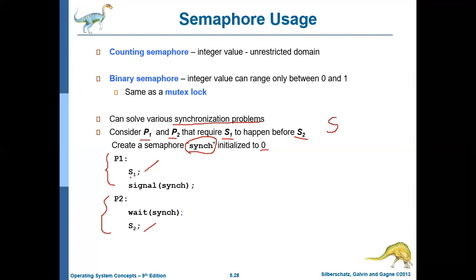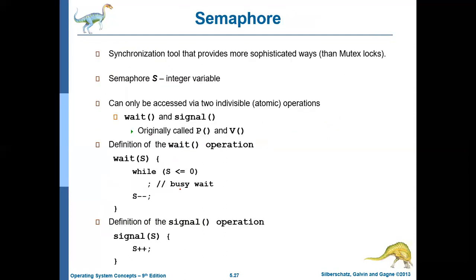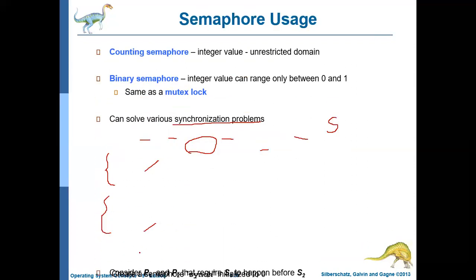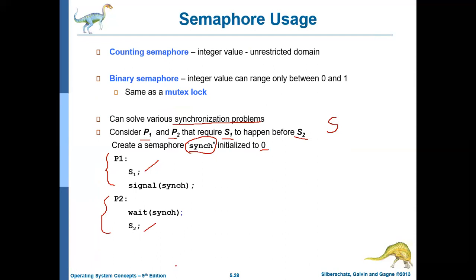If P1 is executing first, then S1 will execute first, and then it will call signal of sync. You know the code for signal of sync. It will just increment the sync. So sync will become 1. Sync, which is initially 0, has now become 1.